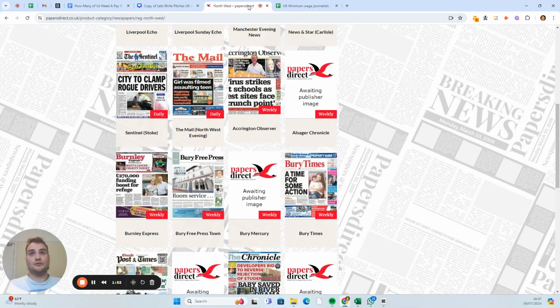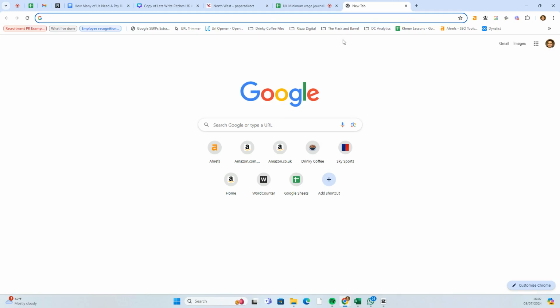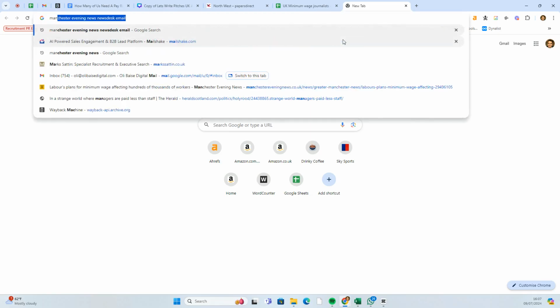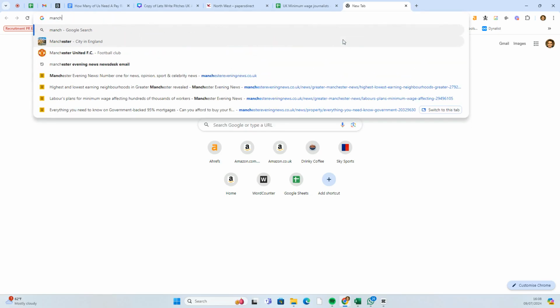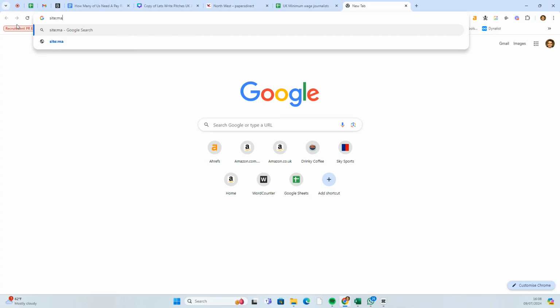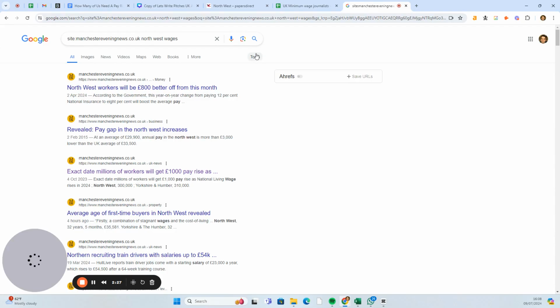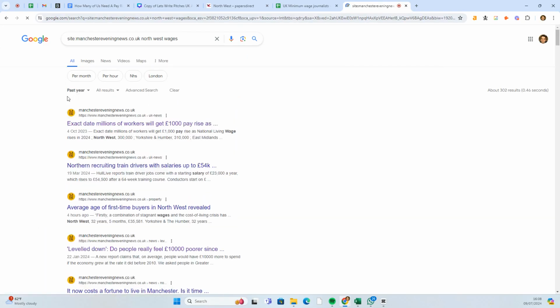So I'm just going to put that to one side. I'm going to start with the Manchester Evening News, because I know that is the biggest paper. Manchester is the biggest city in the northwest of England, so they have the biggest one. So it's manchestereveningnews.co.uk. I'm going to do a site search for Manchester Evening News.co.uk, then North West wages, and I'm going to set Google to the past 12 months.